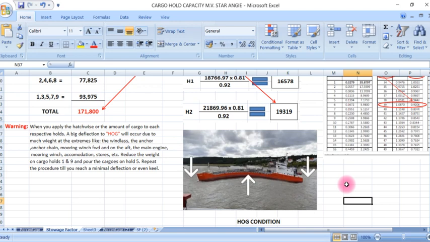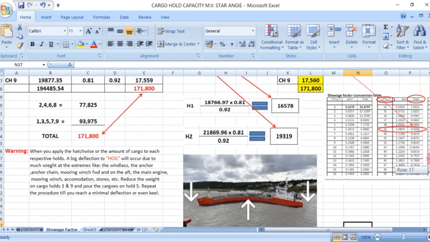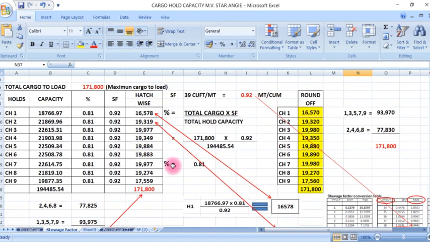I hope this is clear to you, and this, by the way, is just information to give you an idea of what hog is and how to compute on each hold how much percentage or how much amount of cargoes we are to load in each hold when we have a total cargo or maximum cargo to load given by the charterer or the owner.